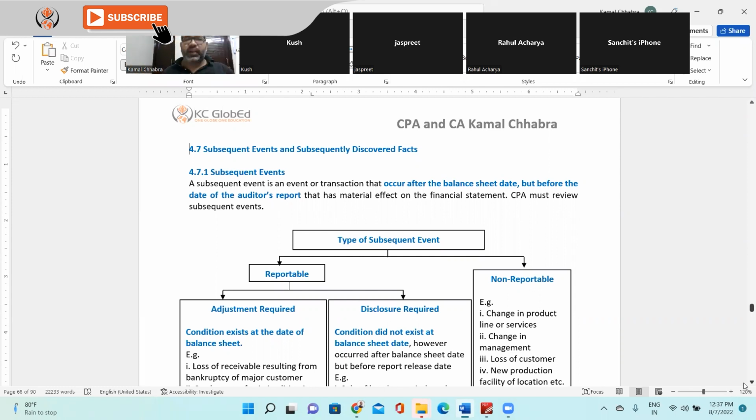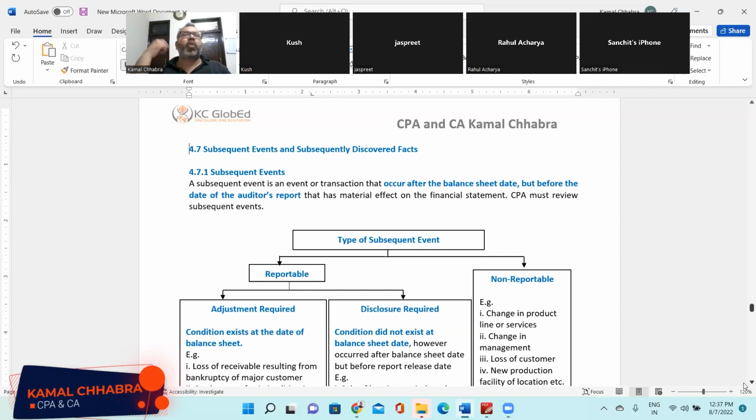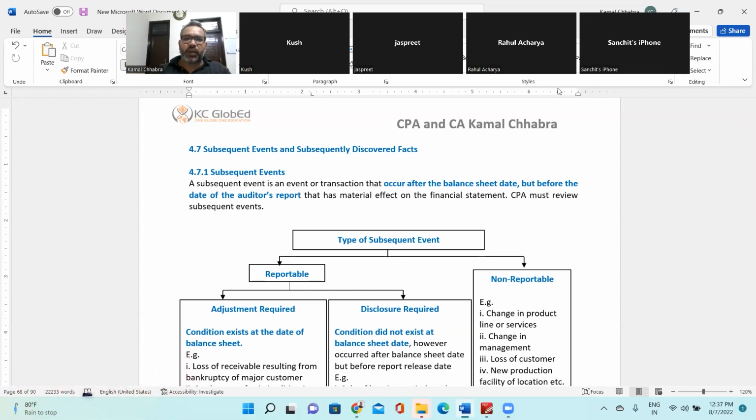So we discussed in the litigation, claim and assessment topic the level of probability. If the probability of losing is less than 20%, then you will not be disclosing. If it is between 20 to 50%, you will be disclosing. And if it is more than 50%, then you will see whether the amount is estimatable or not estimatable. If the amount is estimatable, then you will be making an adjustment. If the amount is not estimatable, then you will be making only disclosure. Same thing applies over here in the subsequent event as well.